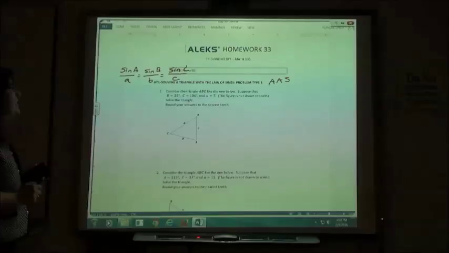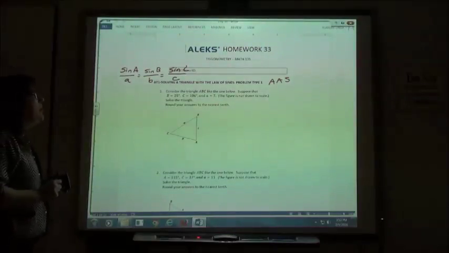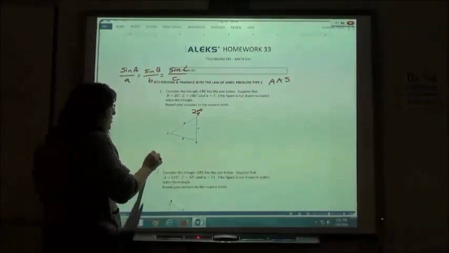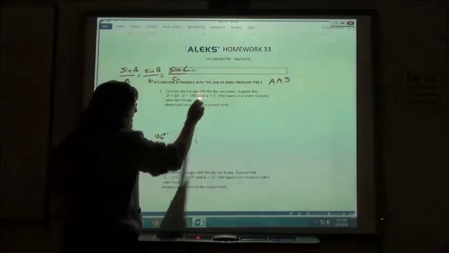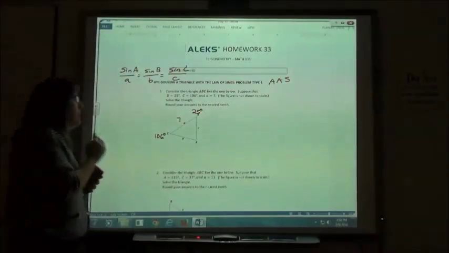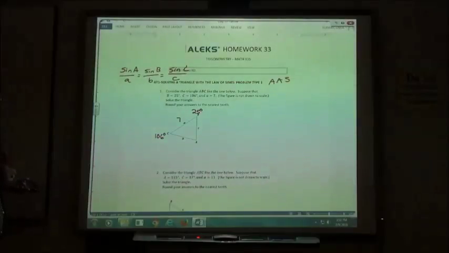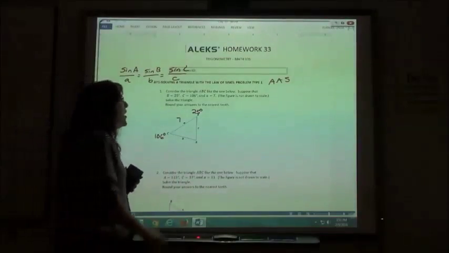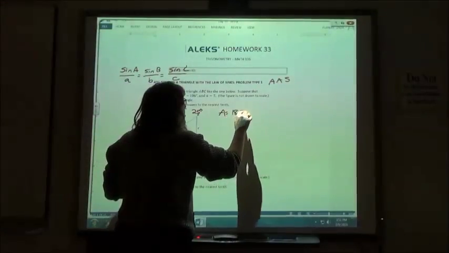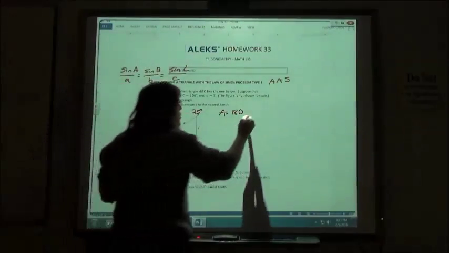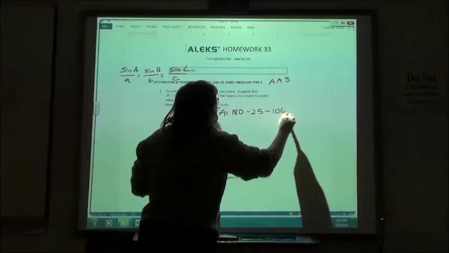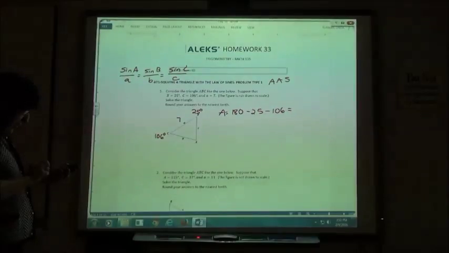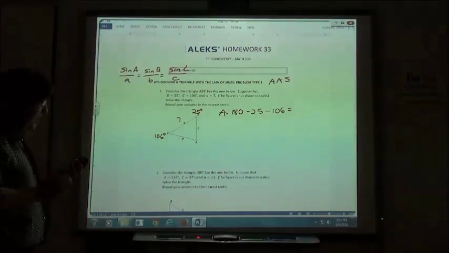And so in this case it says consider the triangle ABC like the one below. Suppose that angle B is 25 degrees, angle C is 106 degrees, and side A is 7. So first thing we're going to do is figure out what the measure of angle A is. Hopefully you know that all three angles in your triangle add up to 180 degrees. So if we take 180 degrees, we subtract off our other two angles, 25 and 106. We're going to come up with how many degrees angle A is. So 180 minus 25 minus 106 gives me 49.